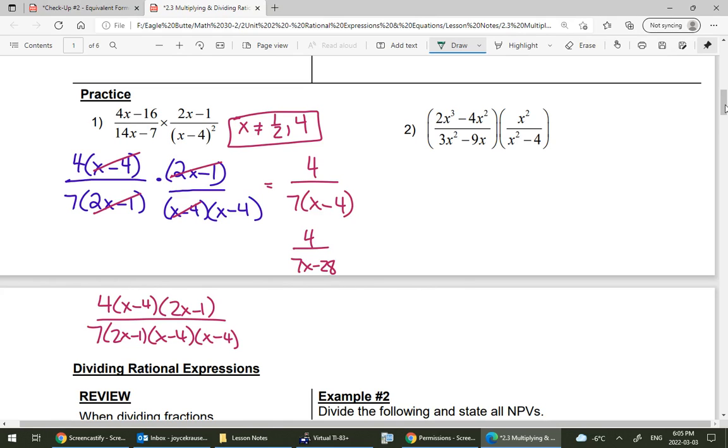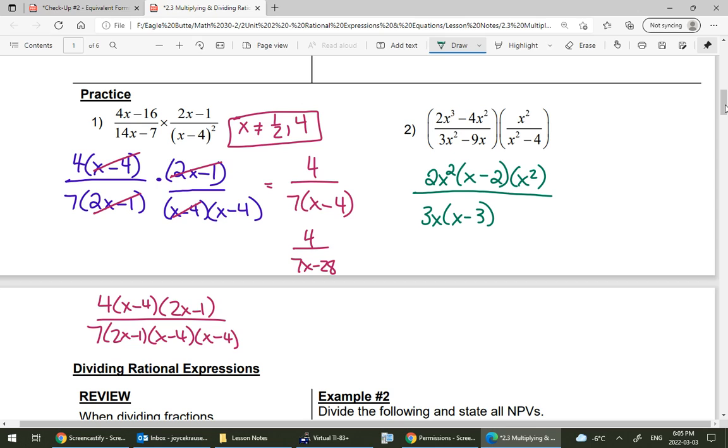Taking a look at the next one here, we've got 2x cubed minus 4x squared. So I'm going to factor first. I'm going to pull out a 2. I'm going to pull out an x squared, and that's going to leave me with x minus 2. And I also have an x squared. And then in the denominator, I'm going to pull out a 3 and an x, and that's going to leave me with x minus 3.